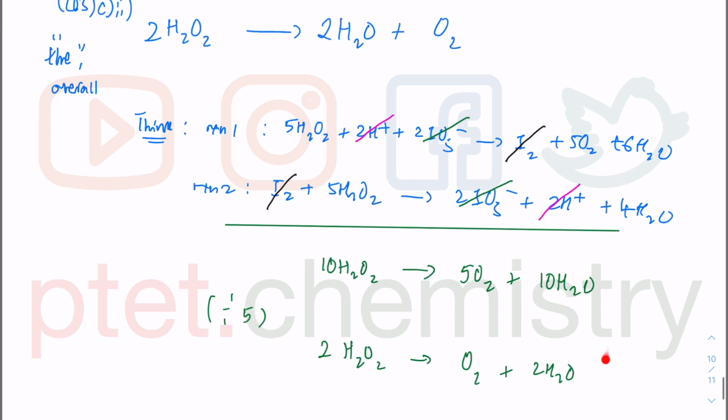Don't really need this, but this is just to show that the IO3 minus is just acting as a catalyst, where it undergoes a reaction and produces an intermediate, and the intermediate gets converted back to the original form of the catalyst, because a catalyst is not used up, it's simply involved in the reaction.